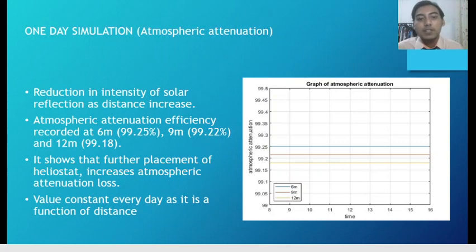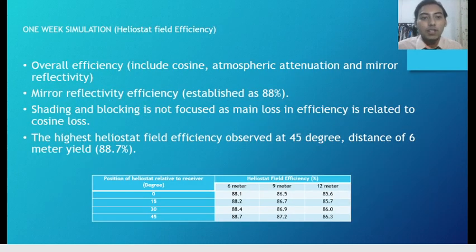Let's proceed with the atmospheric attenuation. This is the reduction in intensity of solar reflection as the distance increases. You can see from the figure that the atmospheric attenuation efficiency at 6 meter is 99.25%, 9 meter 99.22% and 12 meter 99.18%. So what we can say is that the further the placement of heliostats, the higher the atmospheric attenuation loss. However, this value is constant every day because it's only a function of distance.